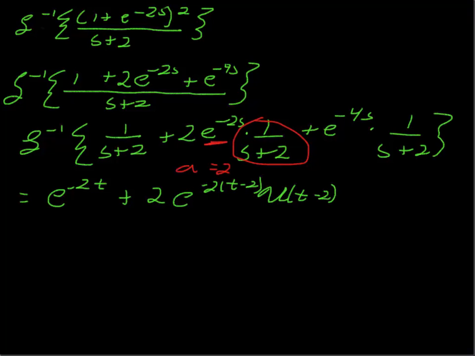minus 2, and then plus the same thing on this one, but on this one, of course, a is equal to 4. So on this one is going to be e to the negative 2, again, negative 2 because of that, and then t minus 4 times the unit step function of t minus 4. So that is that one.